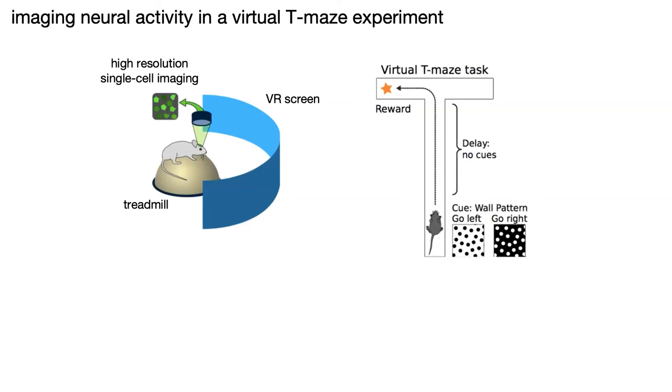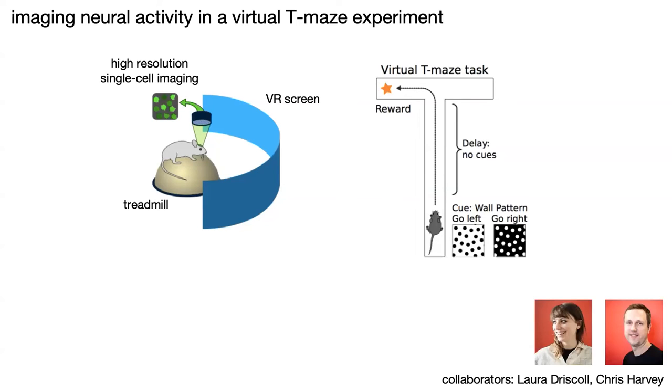Okay, so for this, I'm going to turn to some experiments that were done a few years ago by our collaborators, in particular by Laura Driscoll, who was a PhD student at the time with Chris Harvey. So what Laura did was she set up the following experiment, where there's a mouse housed in a virtual reality environment with an optical window that allowed her to measure the activity of large populations of neurons in the brain using a calcium indicator. So she could literally watch neurons light up as they were firing. And this virtual reality environment allowed her to design a task that the animal could solve. It's a fairly simple task.